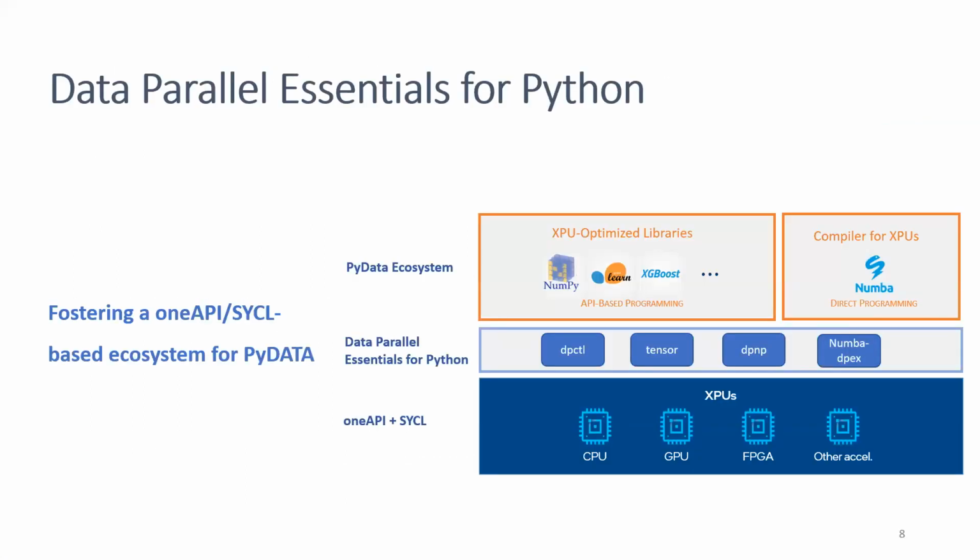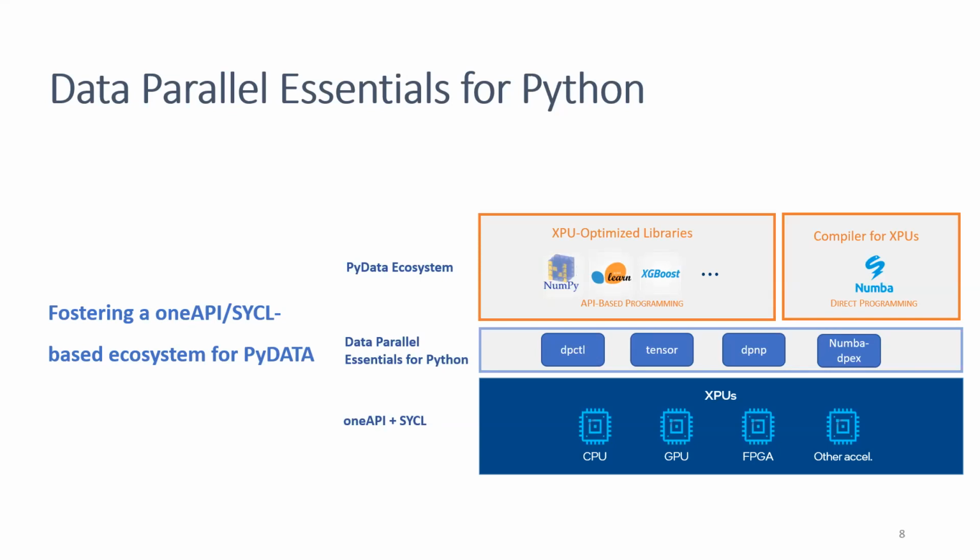So with that, let's start on the Data Parallel Essentials for Python. This is a standalone extension to the numba.jit compiler that adds SYCL programming capabilities to Numba. It's packaged as part of the Intel Distribution of Python, which comes with both the AI Analytics Toolkit and the oneAPI base toolkit. And you don't need to install any specific conda packages.